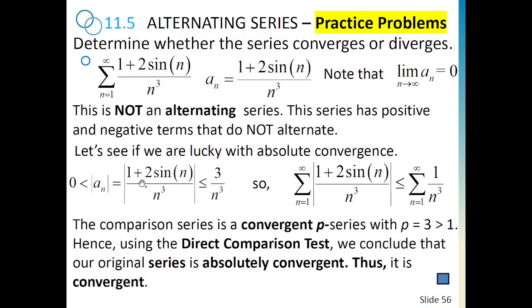So in this case, we have 1 plus 2 sine n upstairs. So sine goes from 0 to 1. So the maximum value for sine is 1. So here we have 2 times 1 as maximum value plus 1, so that's why we have 3 here. So it's 1 plus 2, 3. So we know that the series of absolute values is smaller than 3 divided by n cubed. Now 1 over n cubed is a convergent p series with p equal 3. Therefore, by comparison test, the series of absolute values is also convergent, which means that our original series is absolutely convergent, therefore it is convergent.